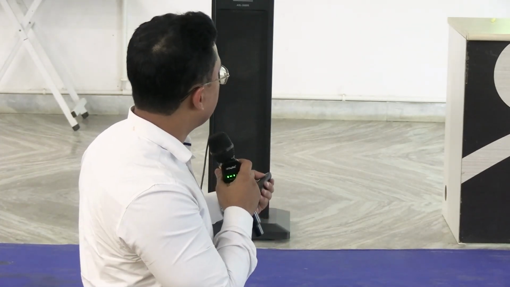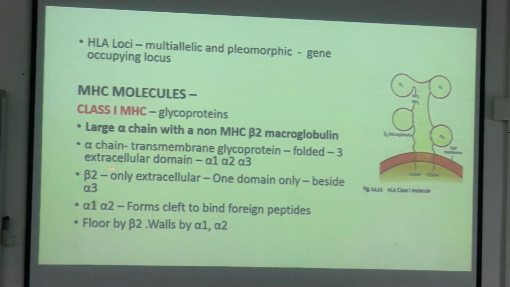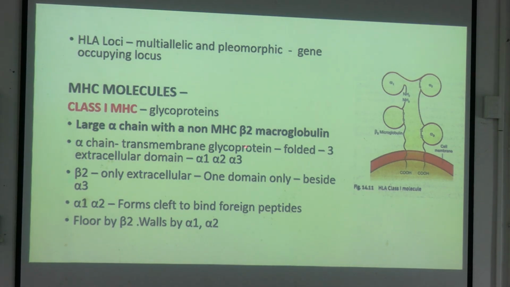Now coming to the class 1 MHC, I'll not go into the details of the ultrastructure, but একটা জিনিস জেনে রাখা উচিত যে class 1 MHC are the glycoproteins which are harboring alpha chain and the beta chain. See, the beta chain is a very small amount and the alpha chain is the majority. Okay, so this alpha chain is a transmembrane glycoprotein and beta chain is only extracellular. Beta chain টা শুধু বাইরে আছে, বাকি alpha chain টা is a transmembrane protein.